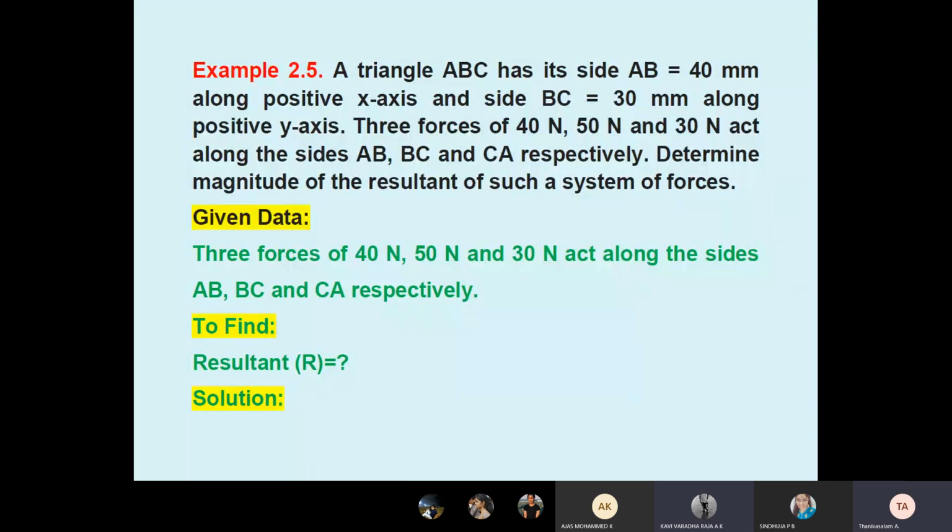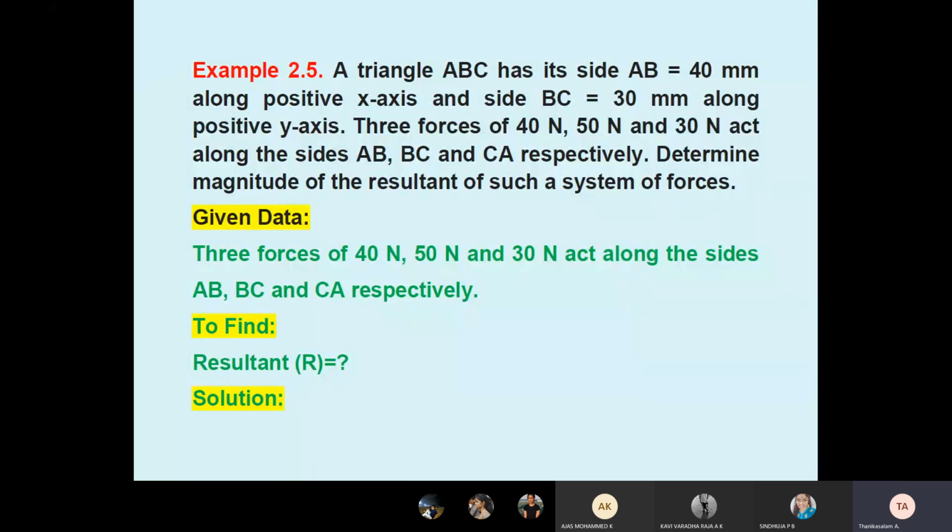So in this question, they have given only a statement. Based on the statement, you have to draw some diagram. In engineering mechanics, if they give any statement, you have to draw a diagram. Here they mention triangle ABC. Triangle means three sides AB, BC and CA. They mentioned AB 40 mm along positive x-axis and side BC 30 mm along positive y-axis. And three forces are given: 40 Newton, 50 Newton and 30 Newton act along the sides.